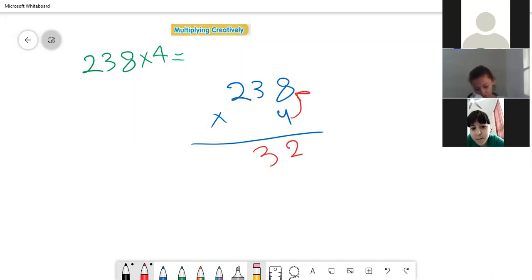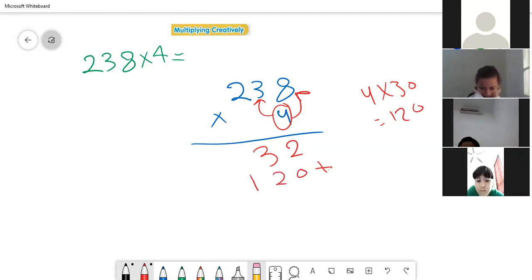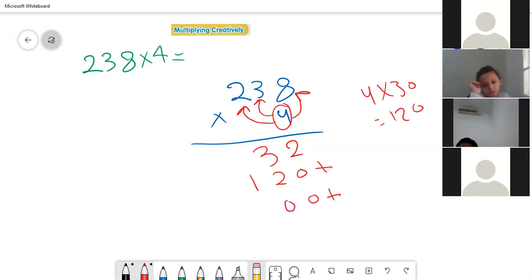And then we used to multiply the 4 by the 3, or in other words, by 30. 4 by 30, 120, right? 120. Okay. And then multiplying the 4 by the 2, or in other words, by 200. Can you repeat it, sir? Do you remember how to multiply in this way?